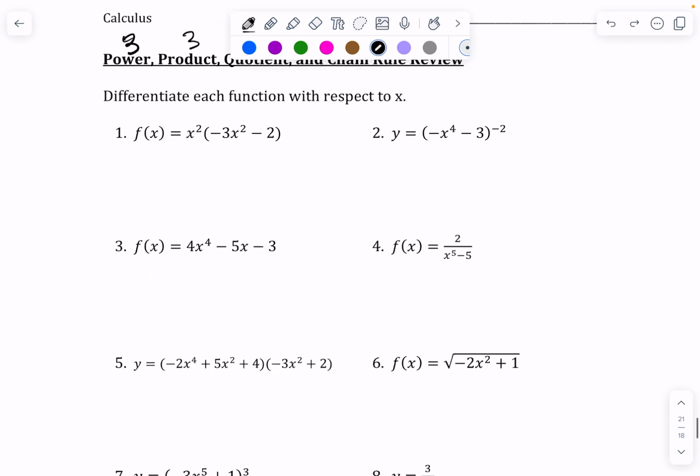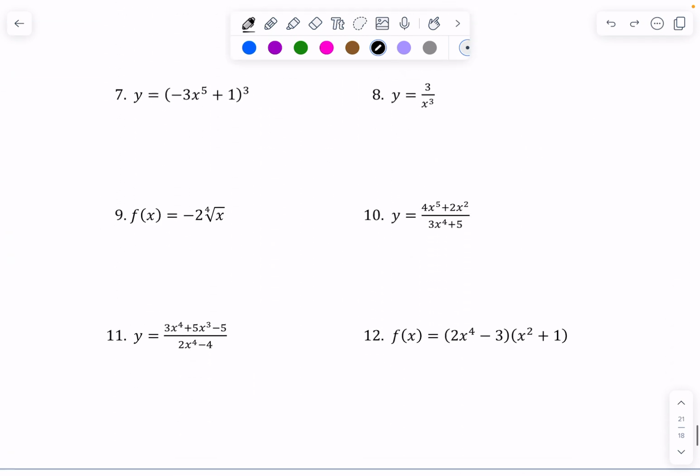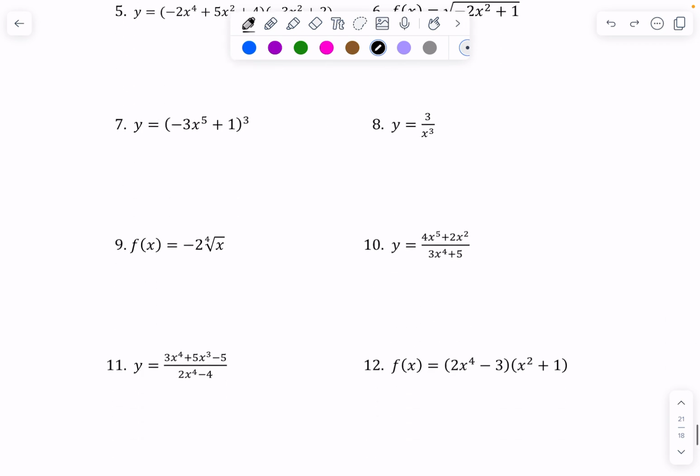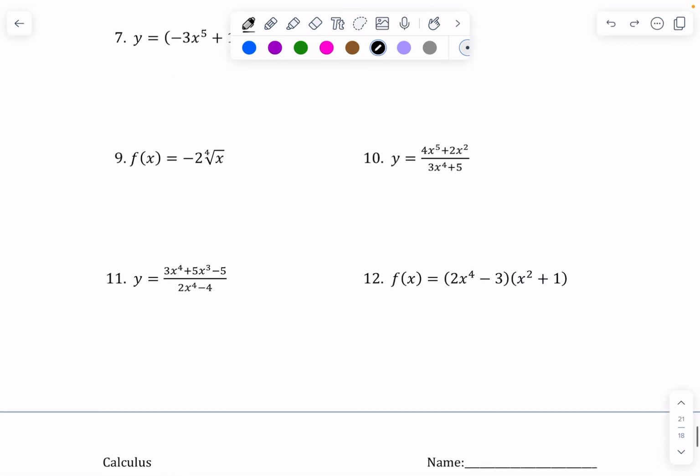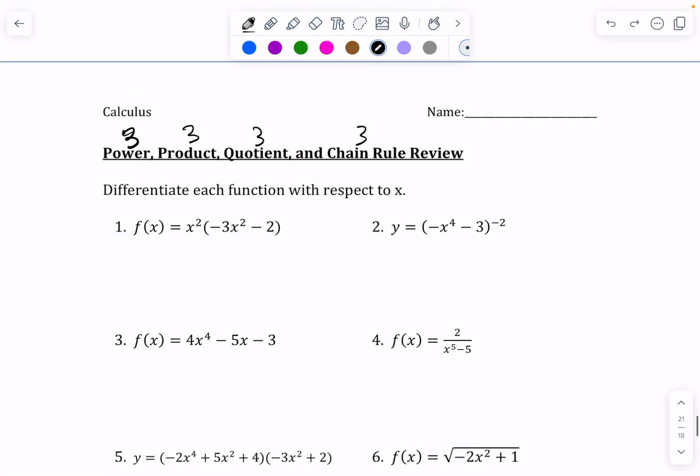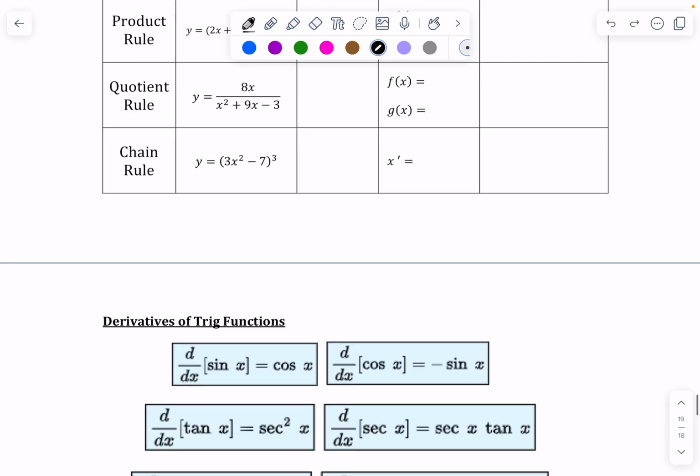And then we're going to go through it and we're going to label 1 through 12 on here. This homework sheet does have a backside that is 13 through 18, but wait to do those. Okay, so just do 1 through 12 for homework, but we're going to go through here and we'll label which one is which. So which rule you use for which problem. Okay, let's do your cheat sheet first.